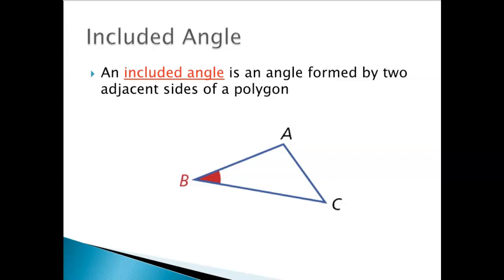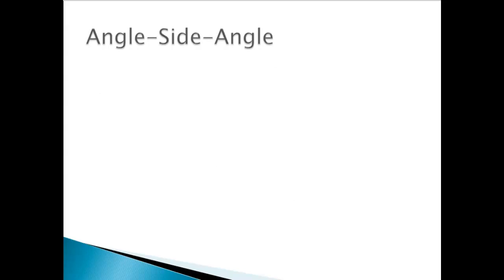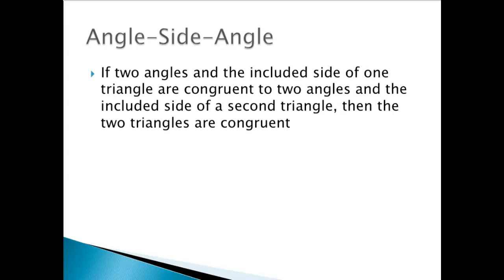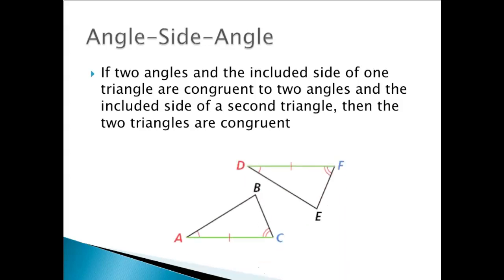The next shortcut is what we call angle side angle. This says that if two angles and the included side of one triangle are congruent to two angles and the included side of a second triangle, then the two triangles are congruent. Here's an example. Instead of talking about an included angle, now we're talking about an included side. That means this is the side that is in between those two angles.